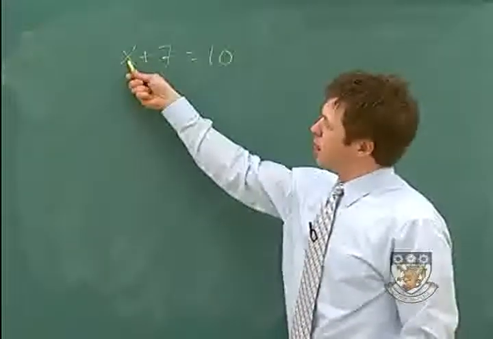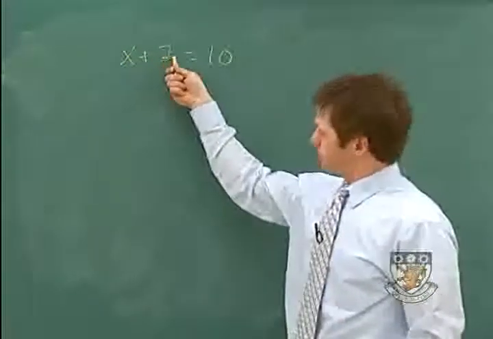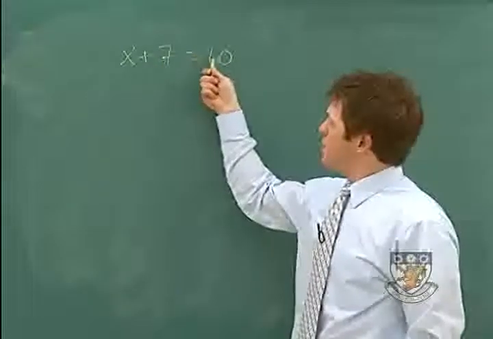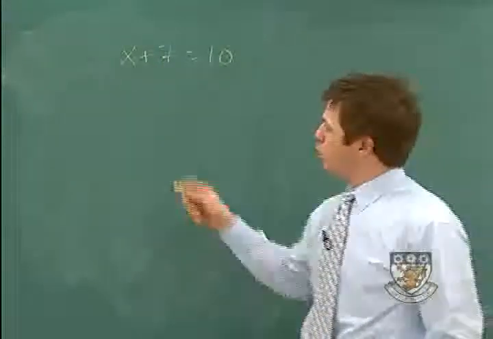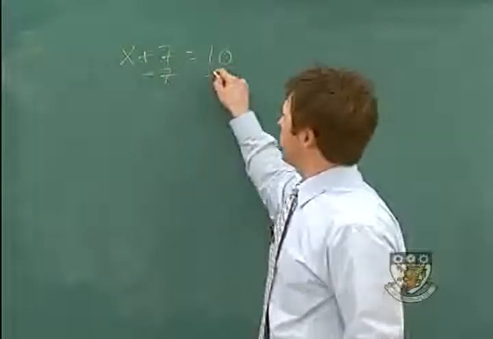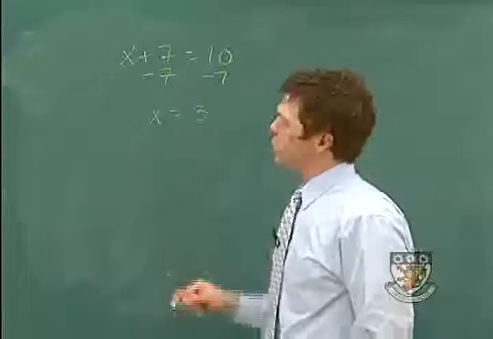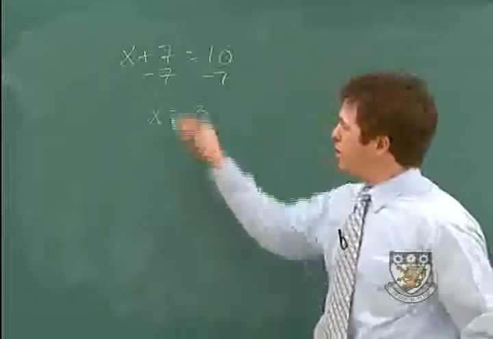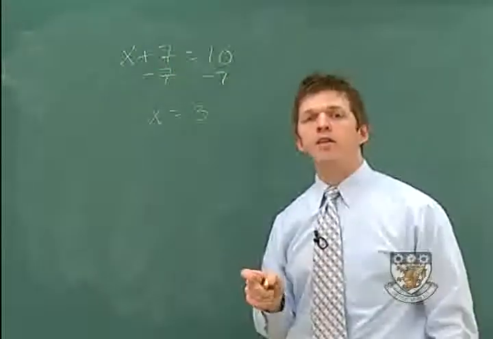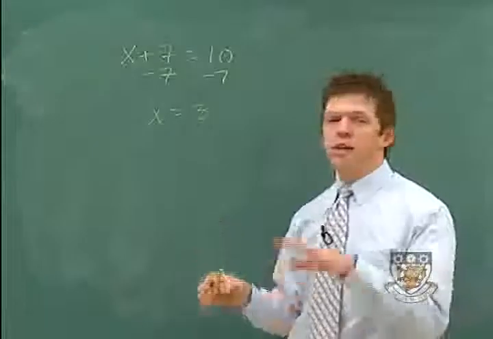Here, this says a number plus 7 is 10. So we're going to subtract 7 from both sides. 10 minus 7 equals 3. Whatever you do to one side of an equation, you have to do to the other side. You have to keep it balanced.